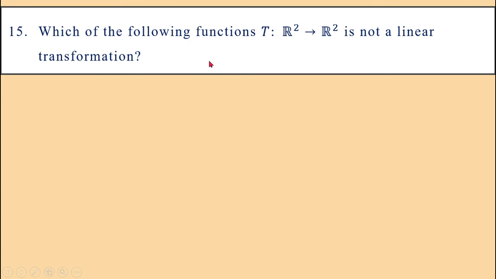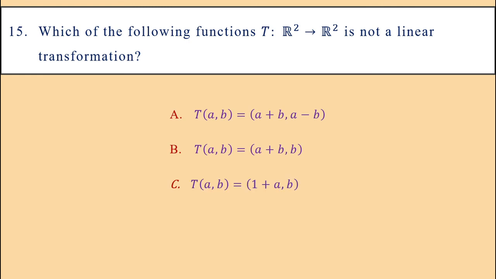Next question, which of the following functions T from R2 to R2 is not a linear transformation? First option is T of (a, b) equal to (a plus b, a minus b). Second option is T of (a, b) equal to (a plus b, b). Third option is T of (a, b) equal to (1 plus a, b). Fourth option is T of (a, b) equal to (b, a).